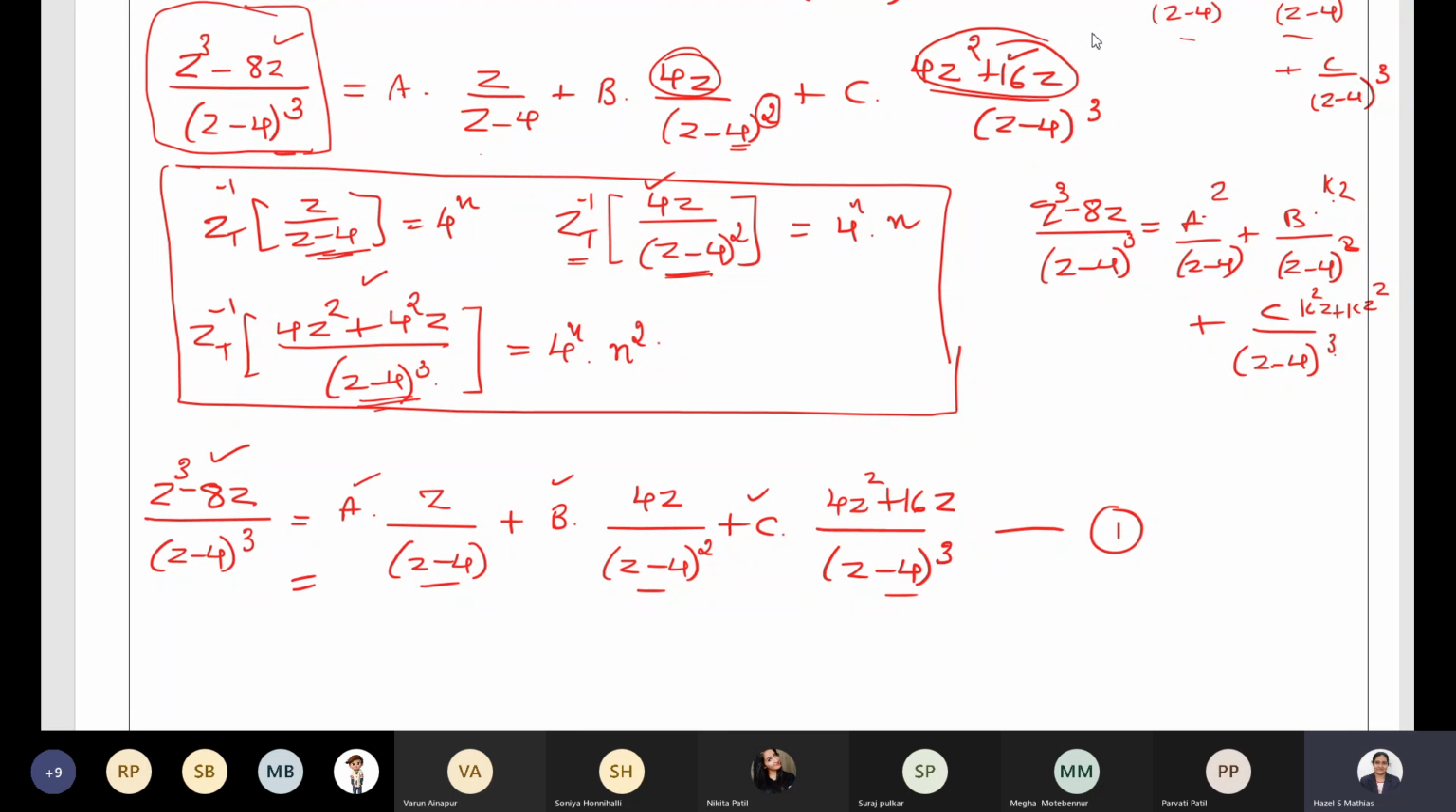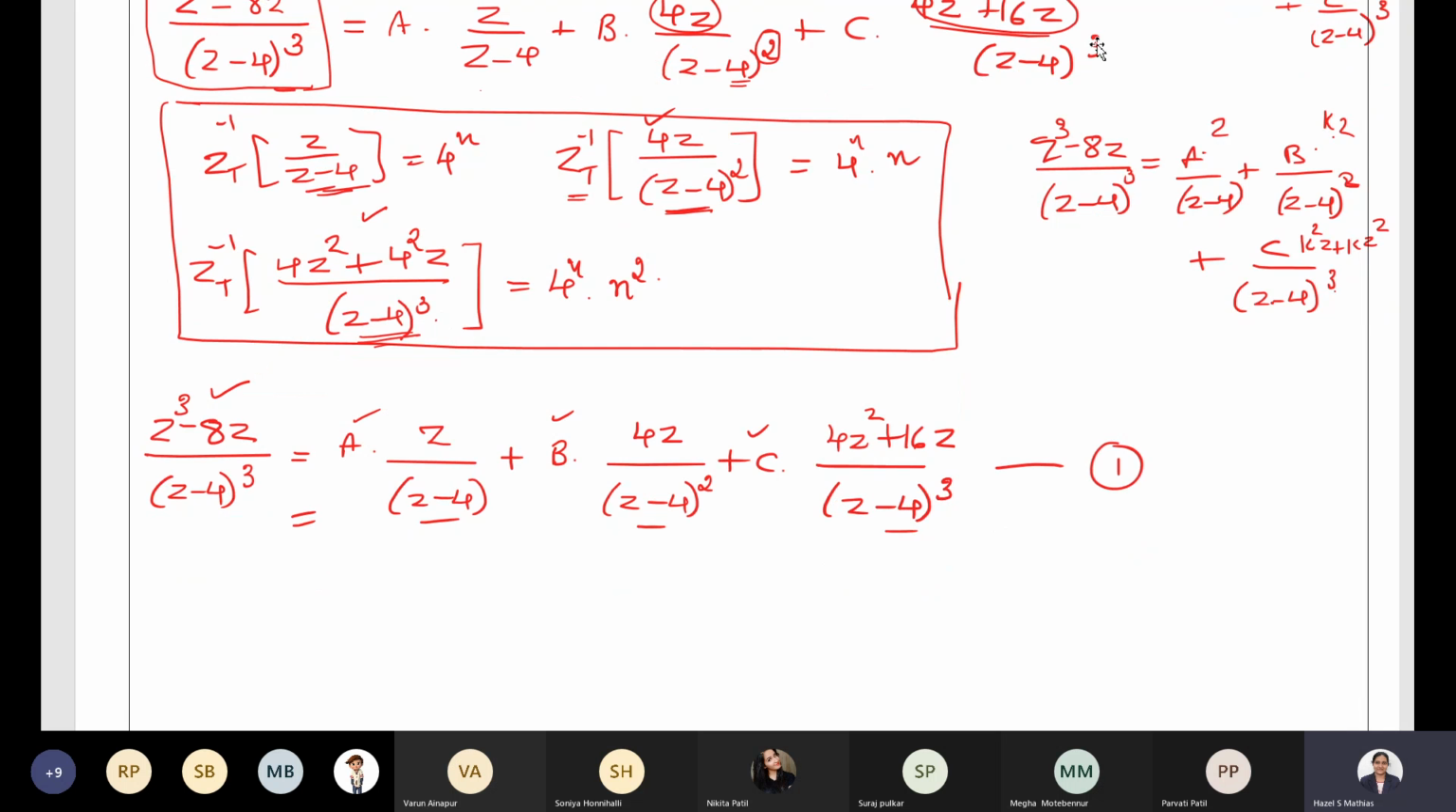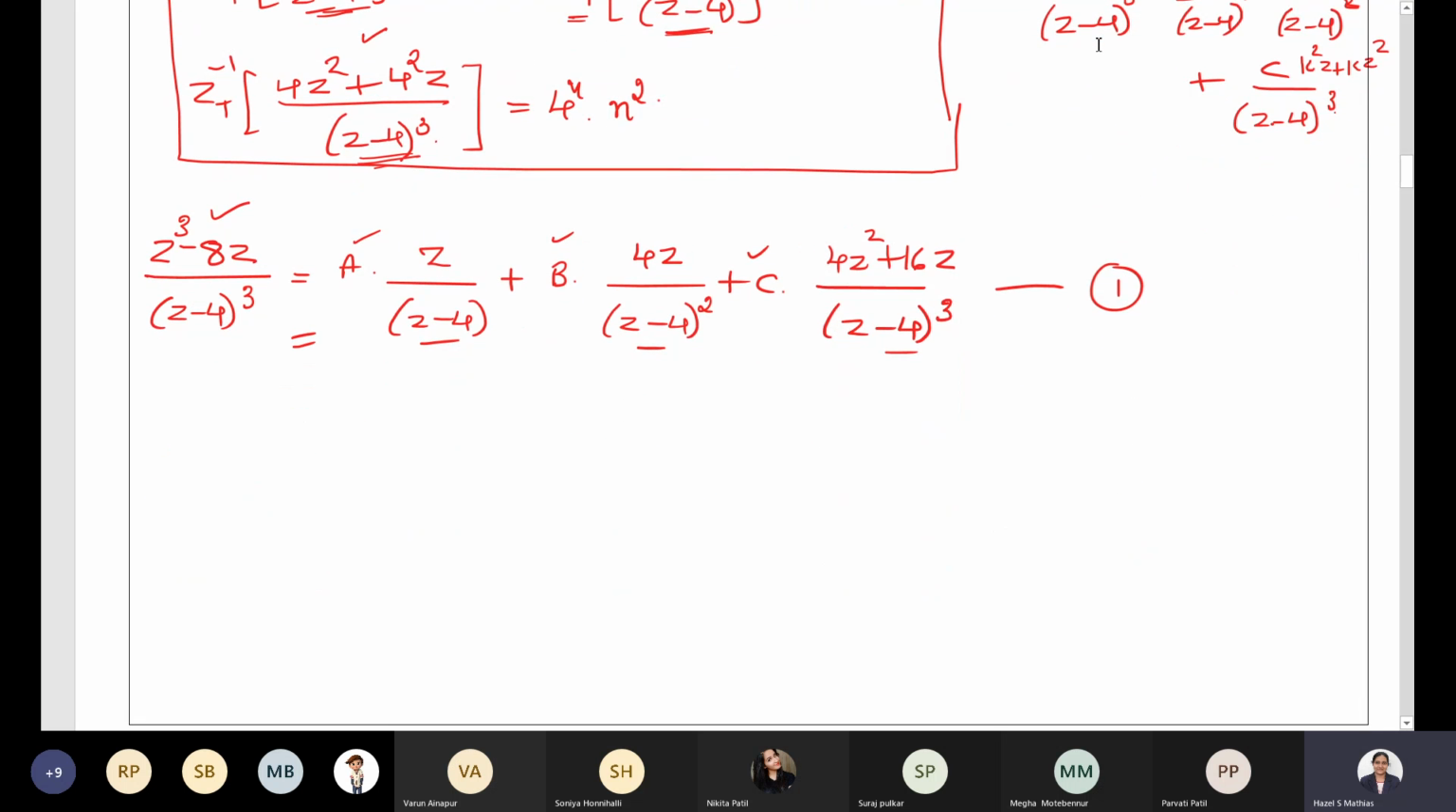So both the right hand side is equal to the left hand side. I hope this step is clear. If not, you can ask me later on. So let's go forward with the method of partial fractions over here. Next step is what we shall do here.